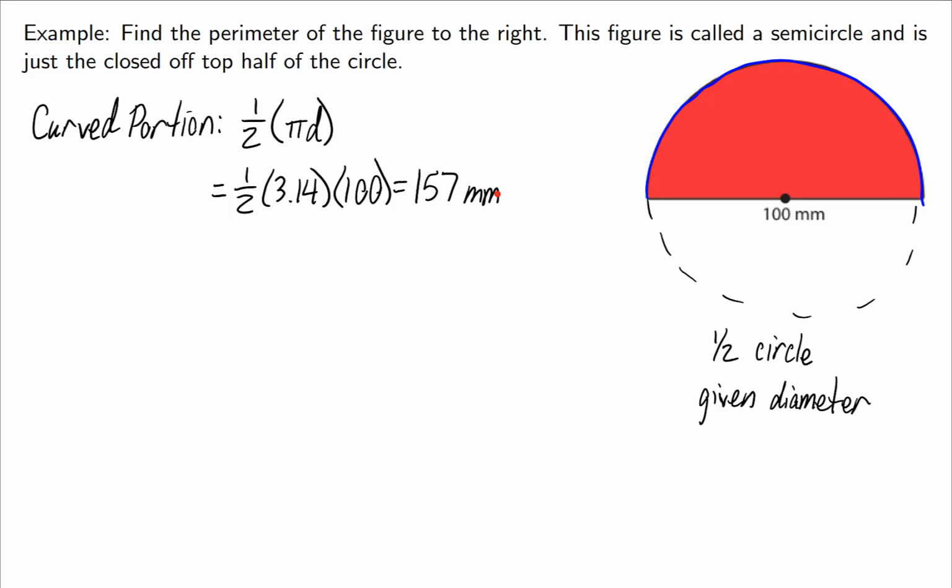Now that's actually not the whole perimeter. Notice all I did was find this length right here. The figure also has this length as part of the outside of that figure. So the total perimeter would be 157 for the curved portion, plus the 100 side, and I get 257 millimeters.